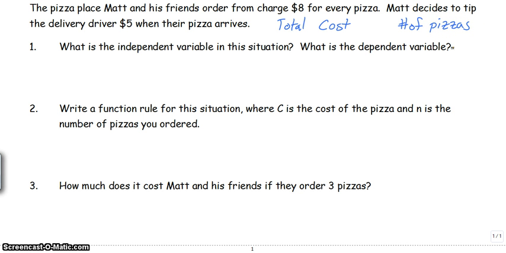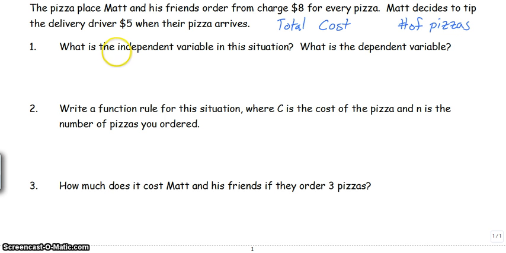We have to ask ourselves, which one depends on the other? Does it matter? Does the total cost depend on the number of pizzas, or do the number of pizzas depend on the total cost? So will the cost be impacted by the number of pizzas, or will the pizzas be impacted by the cost? And I think it's clear to see that the input here, the thing that's going to decide our final product, is the number of pizzas.